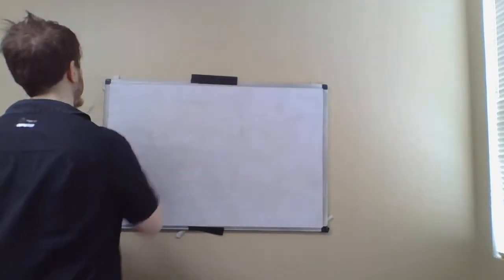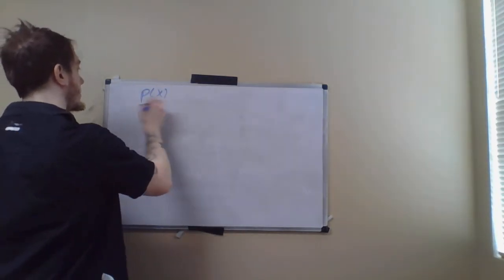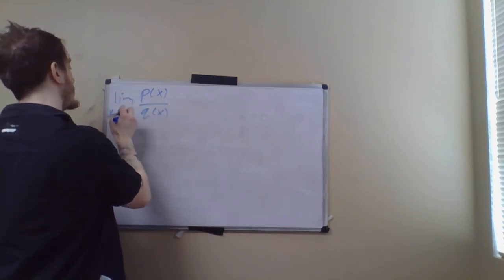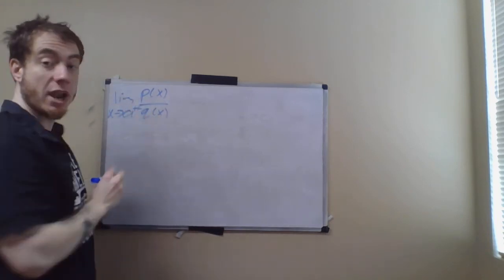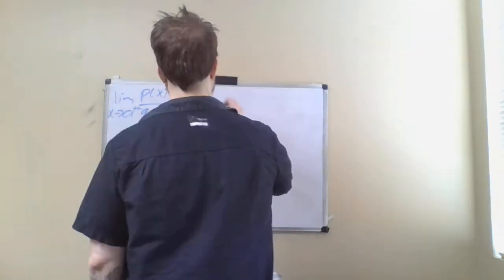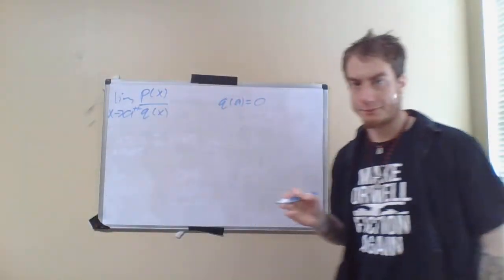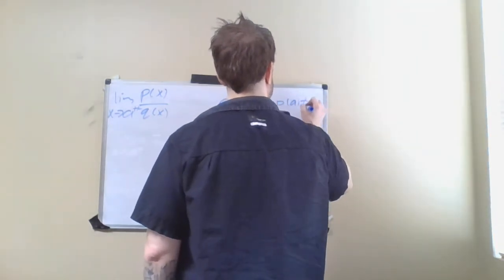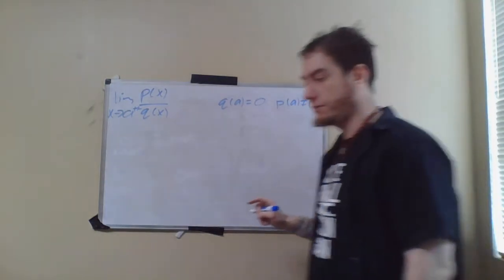So if I want to do something like the limit as x approaches a of p of x over q of x, from the right or the left, and let's suppose that q of a is equal to 0 here, but p of a is not equal to 0, well, in this case, we're going to get a vertical asymptote.